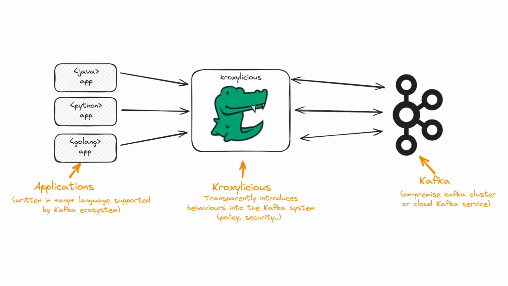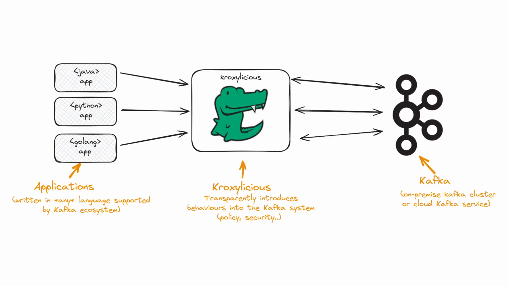Boom! Enter Kroxylicious. This is Kroxylicious. It's an open source, protocol-aware proxy for Apache Kafka that solves these problems without you changing a single line of your application code. You can think of it like a smart gatekeeper for your Kafka traffic. Your applications no longer talk directly to Kafka, instead they talk to Kroxylicious and it talks to Kafka on their behalf. This process is completely transparent.